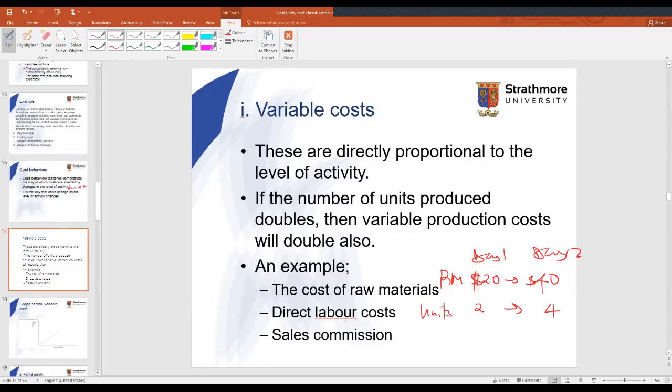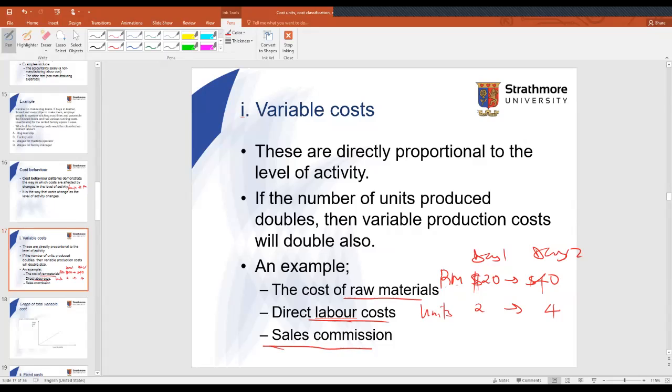It is going to be increasing in line with the number of units that we are producing. That's what we refer to as the variable cost. For example, the cost of raw material, the cost of labor, the number of employees you are engaging in production.